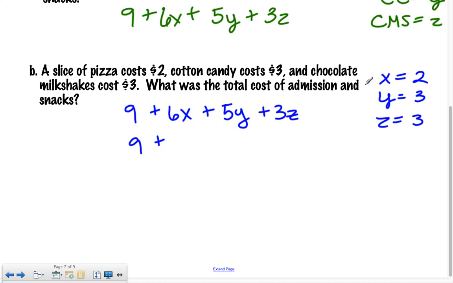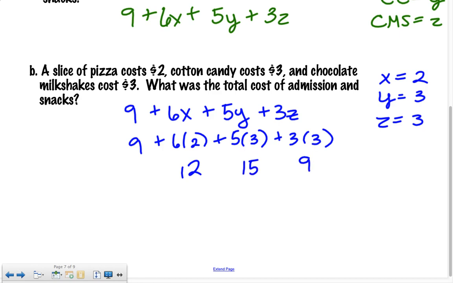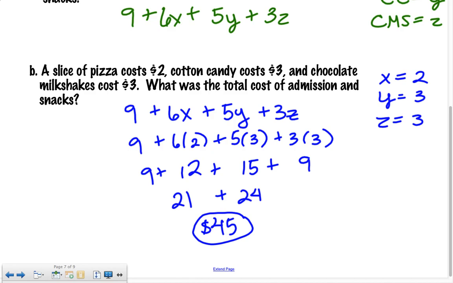So instead of writing X, I'm going to write 2. Instead of writing Y, I'm going to write 3. And instead of writing Z, I'm going to write 3. Now I'm just going to solve it. So I have 6 times 2, which is 12. 5 times 3, 15. 3 times 3, 9. And there's plus signs in the middle here. 9 plus 12 is 21. 15 plus 9 is 24. And 21 plus 24 is 45. So they spent $45 on snacks and tickets into the basketball game. All right, moving on to the next slide.